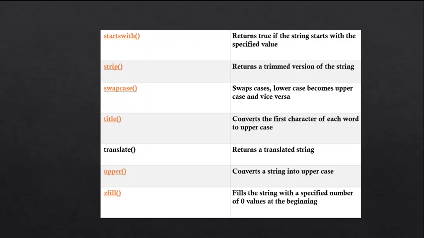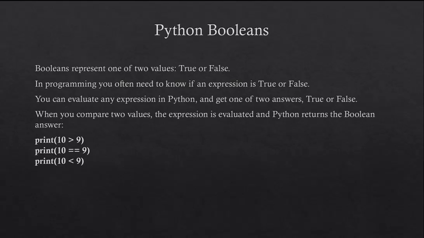Don't forget about swapcase and title, because swapcase will swap cases, so lower becomes upper and upper becomes lower. The title method makes the first character of each word uppercase. Don't mix them up, because they have no connection: one is swapcase and this is the title one. Translate returns a translated string. Upper converts the string to uppercase, and zfill fills the string with a specified number of 0 values at the beginning.